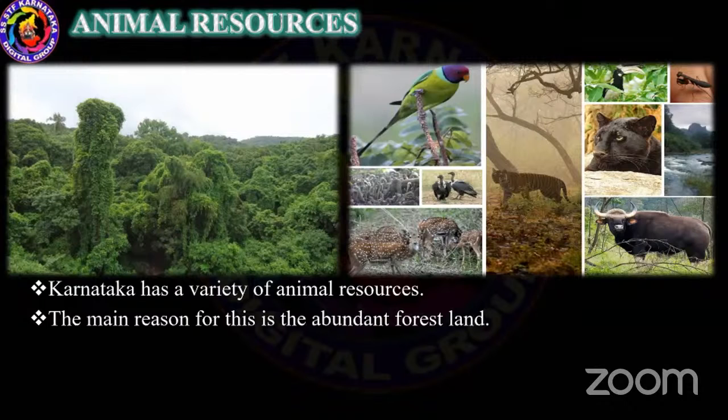There is a large quantity of different kinds of animals, leopards, birds, and species. The main reason for this is the abundant forest land. Abundant means plenty of forest land, a large forest area. Because of that, a variety of animal resources are found in the Sahyadri region or forests of Karnataka.